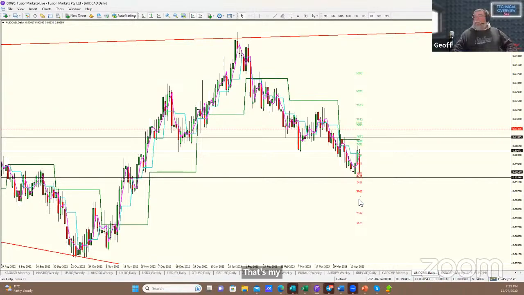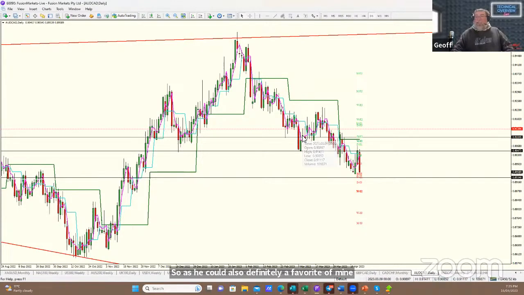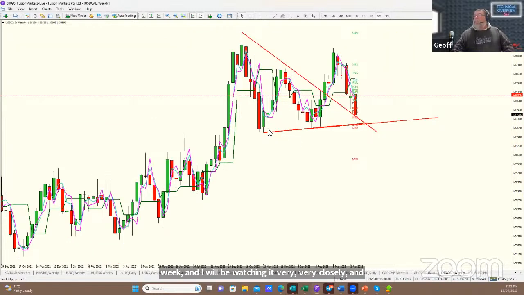Because it may not give me the pullback that I want straight away. If it goes, it goes. I just don't trade here. It's the wrong level for me to trade. A break and retest will get me into that. So Aussie CAD also definitely a favourite of mine this week, and I will be watching it very, very closely. And the other one, we've already spoken about it as a game changer bar, dollar CAD.